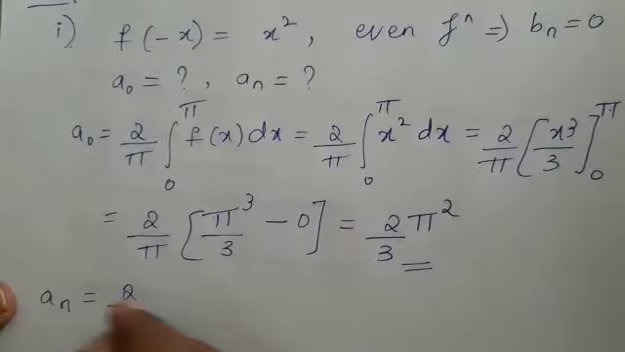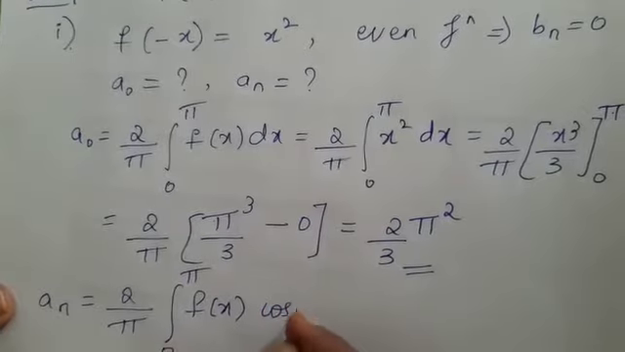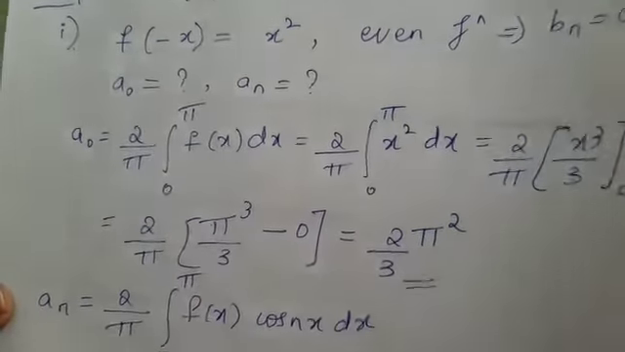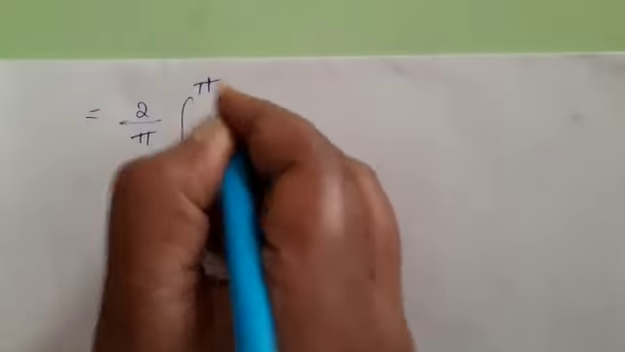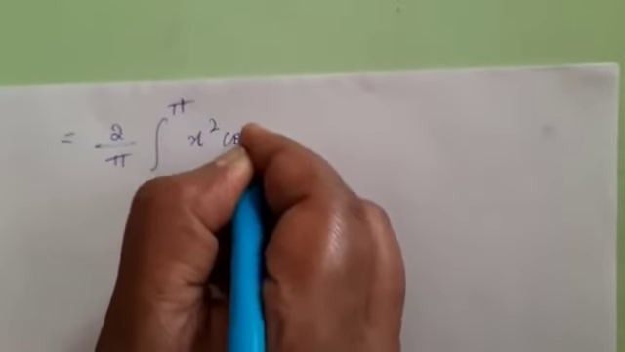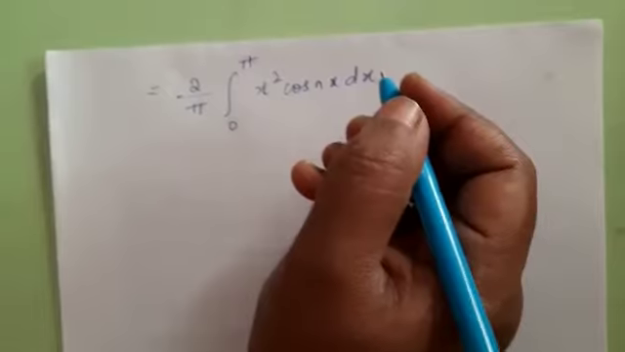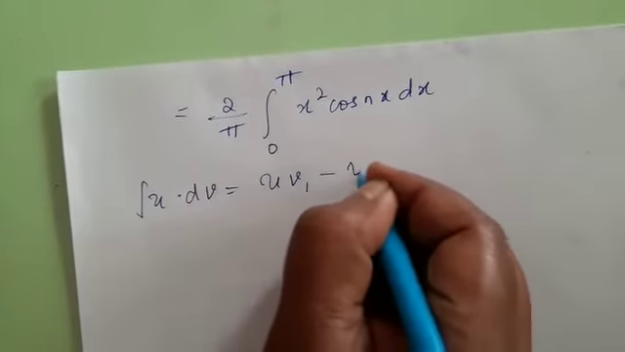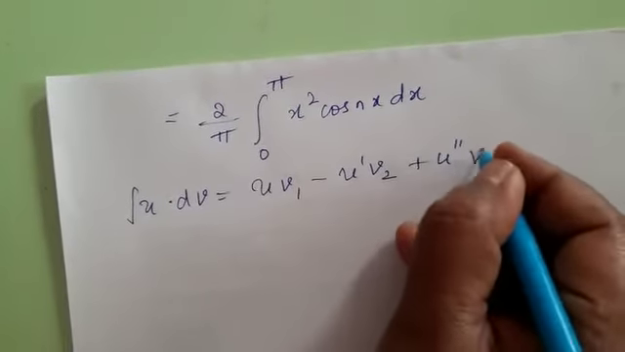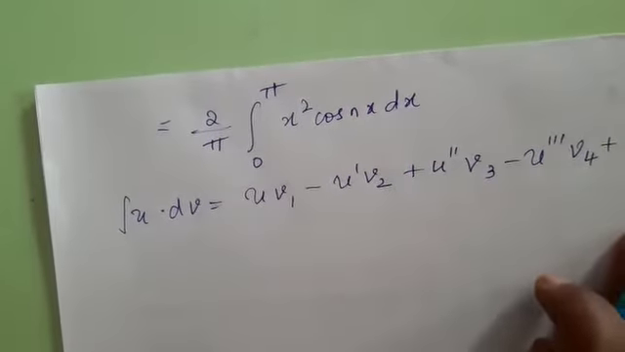Let us now find out what is An. An is again 2 by pi integration from 0 to pi f of x cos nx dx. That is 2 by pi integration from 0 to pi, f of x is x square, cos nx dx. Now what we have to do? We have to use the integration formula. That is integration of u dv is equal to u v1 minus u dash v2 plus u double dash v3 minus u triple dash v4 plus etc. It goes on.